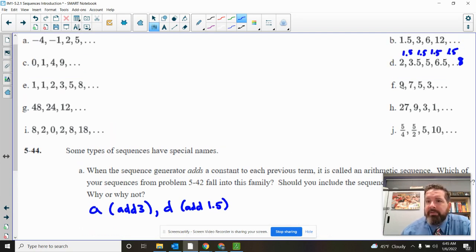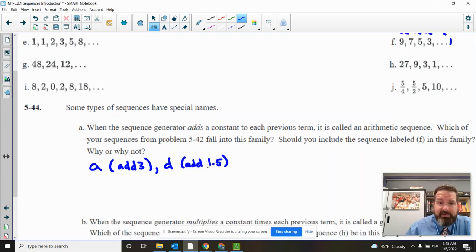Letter F, from 9 to 7. Now it goes down, so you're adding a negative number, but that's okay. It's a negative 2 that's being added. 7 to 5, again, we go down by 2. 5 to 3, down by 2. Okay, this looks like an arithmetic pattern. That's why I made the prediction the next number was 1, which took us down another 2. So letter F, where we added a negative 2 each time, also arithmetic.